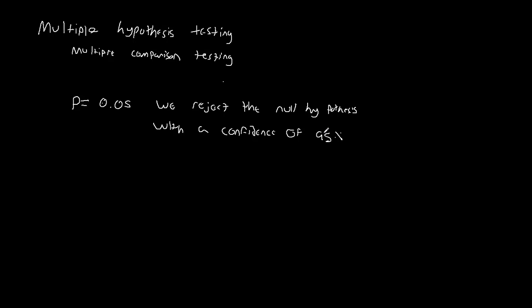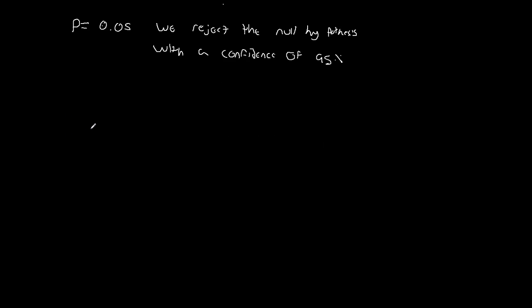So that's the idea of multiple hypothesis testing: when we're doing this hundreds of times, the 0.05 p-value just simply isn't going to cut it. We're going to be rejecting the null hypothesis incorrectly too often for the number of times that we're actually doing this. So what we need to do is account for this. We need to adjust the p-value.